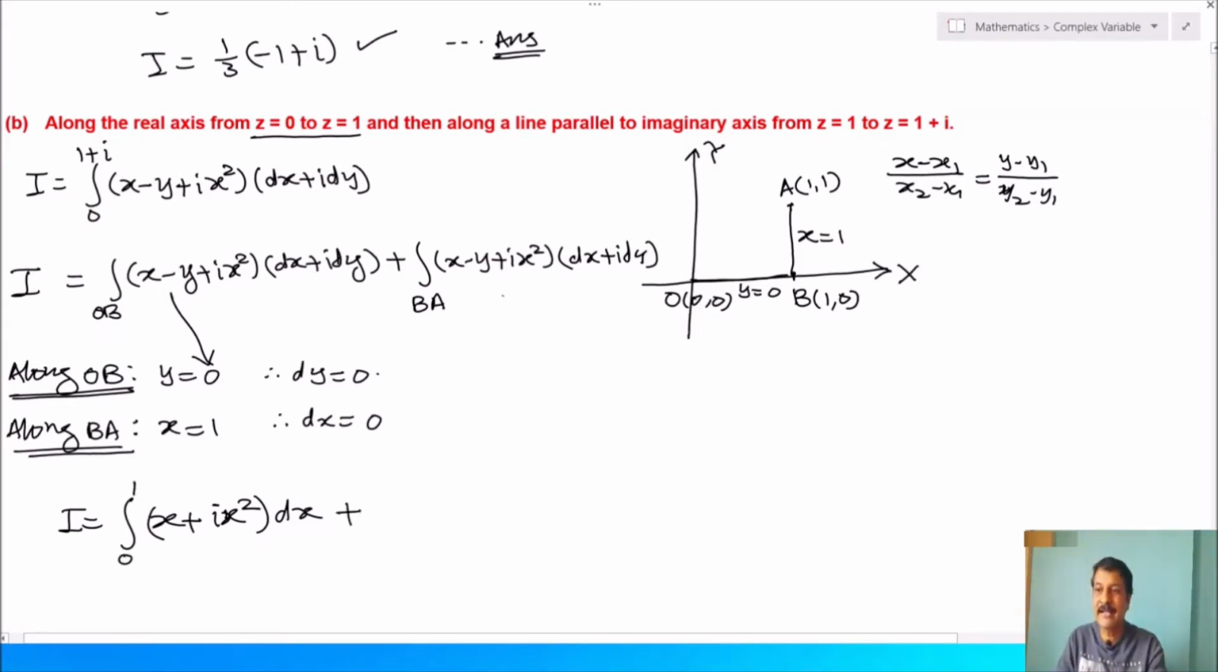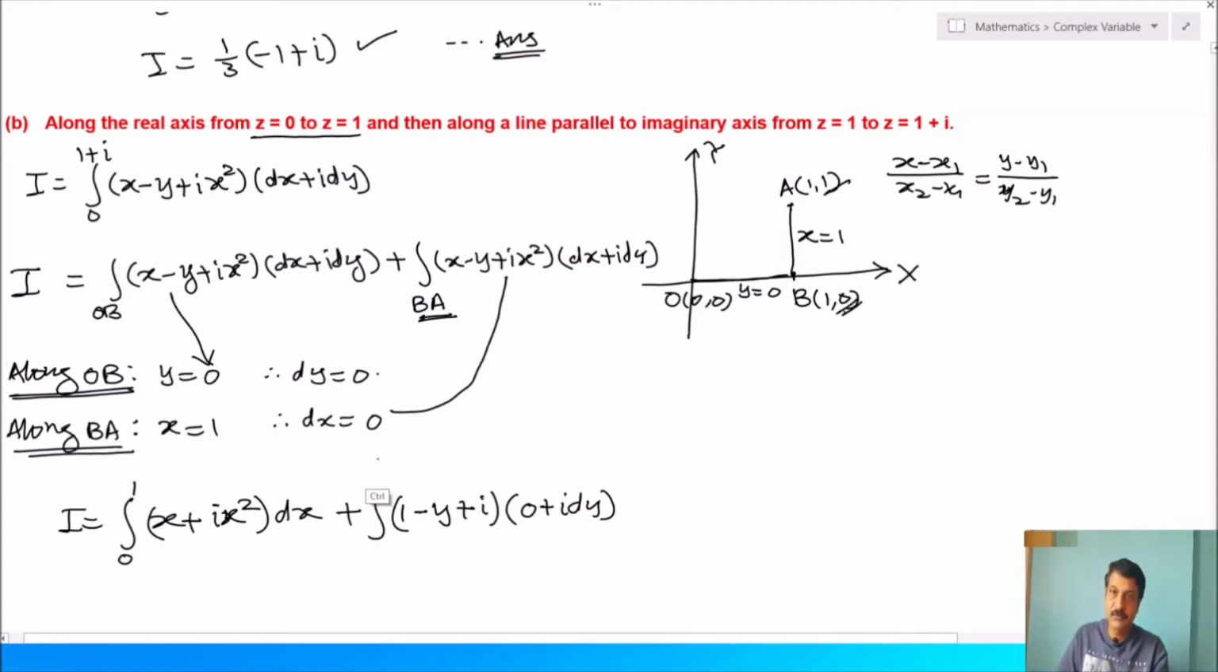Now, in the second part, here x equals 1 and dx equals 0. And therefore, x is 1, so in the bracket it is 1 square, which is 1, and dx is 0. So, 0 plus i dy. It contains only y. From B to A, what are the limits of y? y equals 0 to y equals 1. Note that it is B to A. So, that is why the limits are 0 to 1.